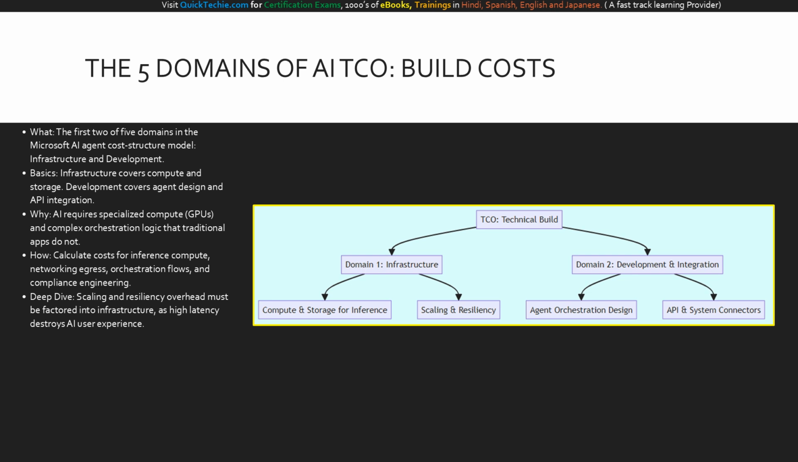This hierarchical chart breaks down the technical build costs of our TCO model. The primary node, TCO, technical build, branches into our first 2 domains. Follow the left branch to Domain 1, infrastructure. Here, you can see the specific cost drivers you must budget for, compute and storage for inference, and scaling and resiliency. Next, follow the right branch to Domain 2, development and integration. This branch breaks down into agent orchestration design and the engineering effort required for API and system connectors.